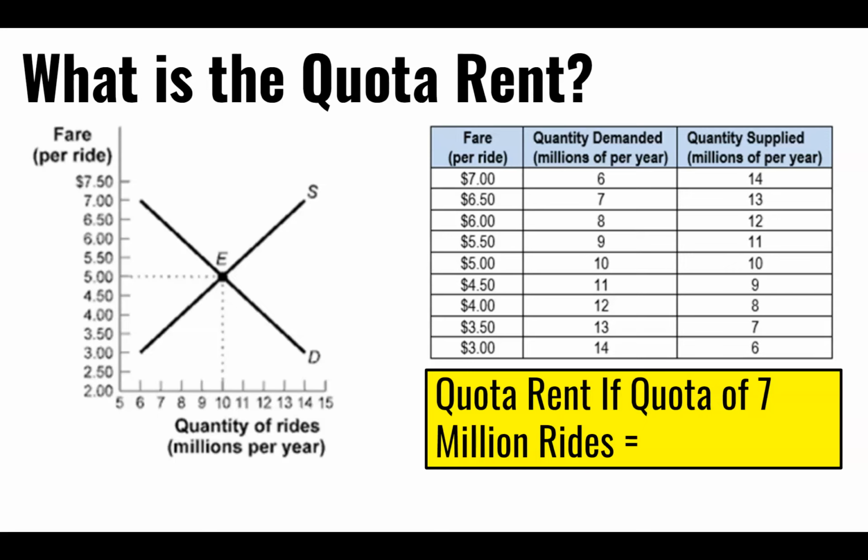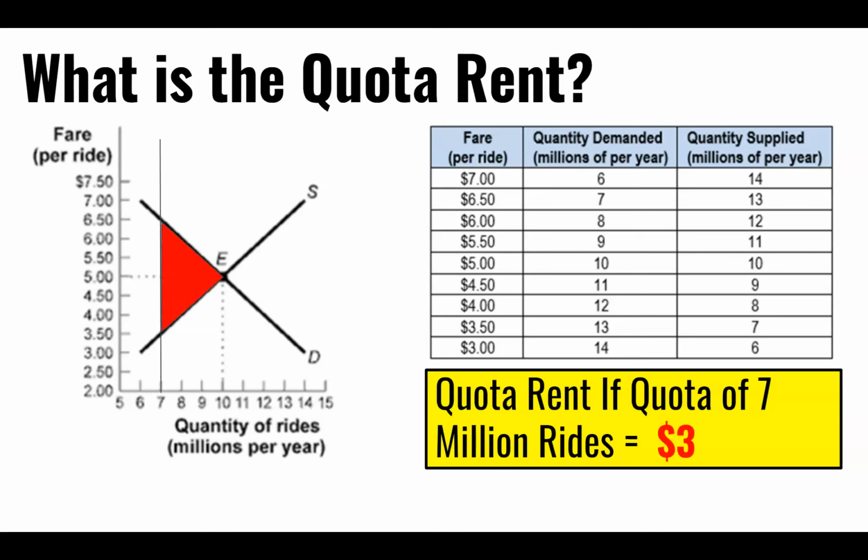If we were looking at this graph, what's the quota rent? Well, if there's a quota of 7 million rides, we look at the graph and we say at 7 million rides, the demand price, what people are willing to pay, is $6.50. We go up till we hit the demand curve at $6.50. What's the supply price? Well, at 7 million rides, it's $3.50. So we can see here that the quota rent is $3. Suppliers were willing to accept as little as $3.50. They get to charge $6.50. So there's a $3 quota rent here.